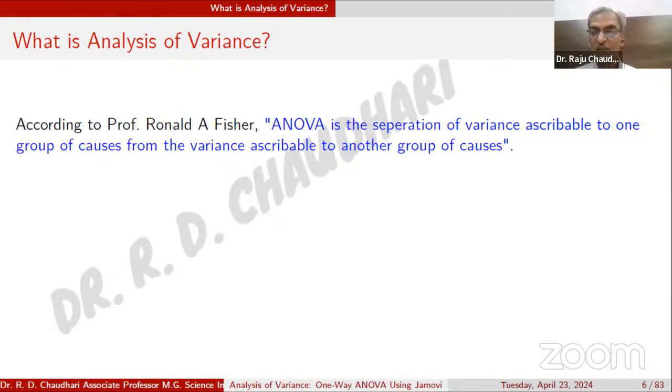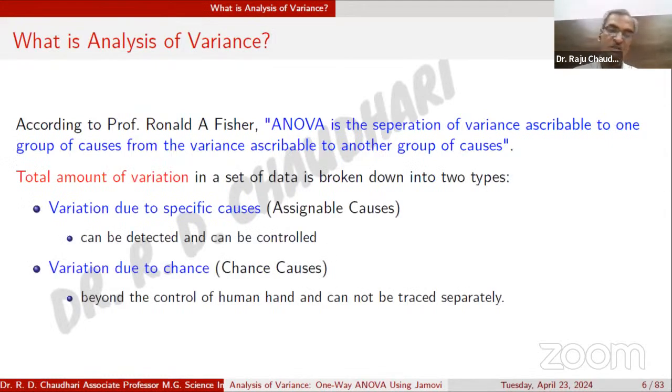According to Professor R. A. Fisher, ANOVA is nothing but the separation of the variance due to one group of causes from the variance due to another group of causes. So if we collect the data, there is some kind of variation in the data, right? According to Professor Fisher, we are separating the variability: how much variability is due to some causes and how much is due to other causes. That is the definition of analysis of variance.